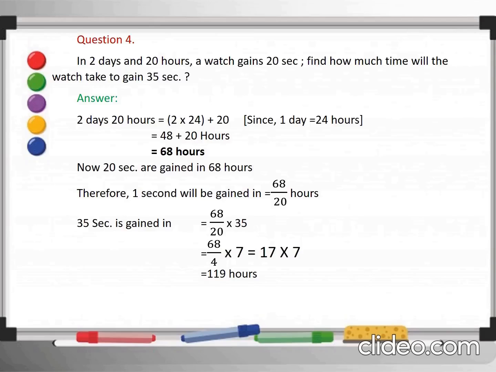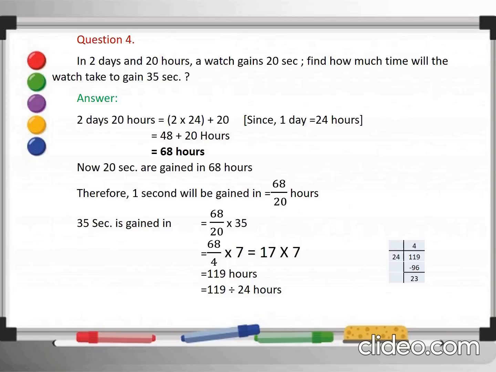Here we have which unit? Hours. Now we'll convert these hours into days. For that we'll divide 119 by 24. Have a look at it. When we divide 119 by 24, we'll get 24 fours are 96. When we subtract 96 from 119, we'll have 23. We can't divide it further, so we'll stop here.